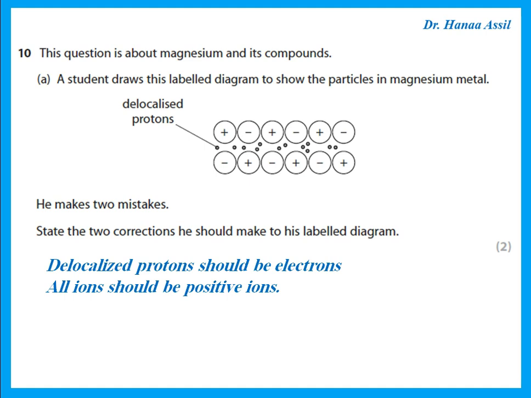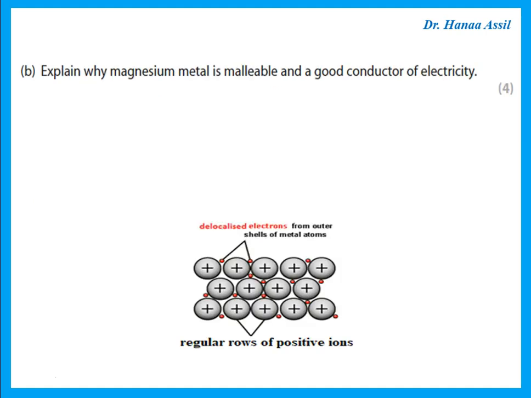And then this regular rows of ions that he has, one of them positive, negative, that's not right. All the ions should be positive ions. Remember, we write positive, negative when we're talking about an ionic compound, not a metal. Metals have regular rows of positive ions, so all the ions should be positive.